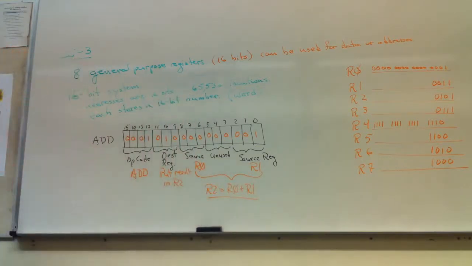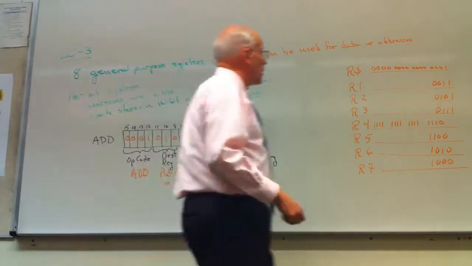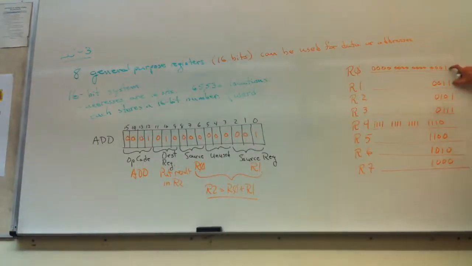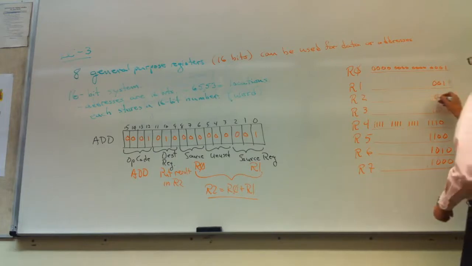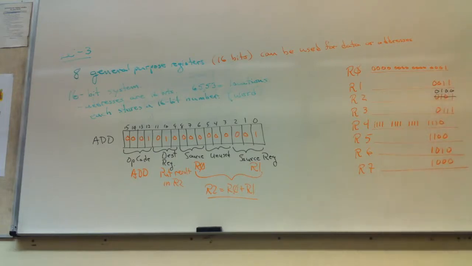This is the operation that that instruction would perform. So what would we do here? Well, 1 plus 3 is 4. So we would come down and this would be replaced by a 4. And the two source operands are not modified.